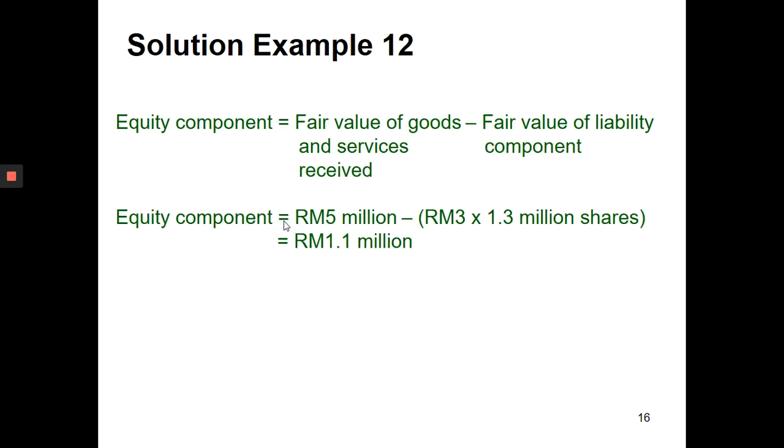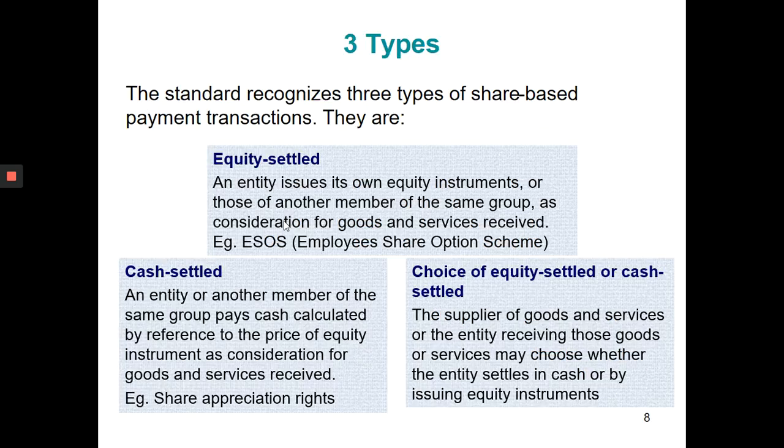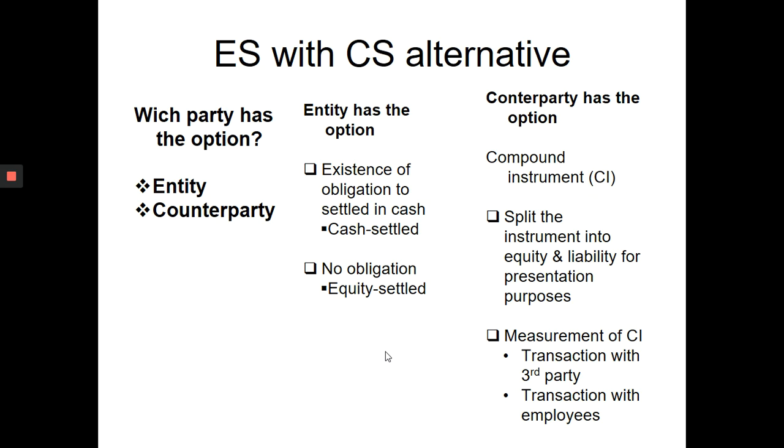Okay, so again to recap on the choice. Okay, ini yang nombor 3 ni, choice of equity settle or cash settle. First thing that you need to identify is siapa yang pilih, entity ataupun counterparty. Okay, so kalau counterparty, you go through the process lah. Ada tak cash obligation? Okay, keperluan untuk dibayar cash. Kalau ada keperluan, then you go to guna cash settle. Kalau tak ada keperluan, no obligation, then you pakai equity settle yang you belajar previously lah.